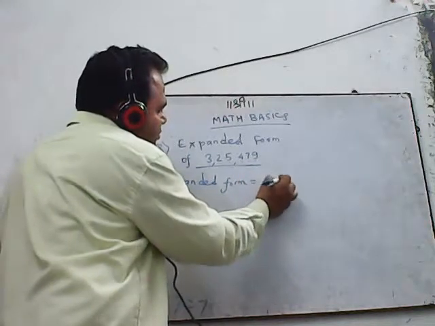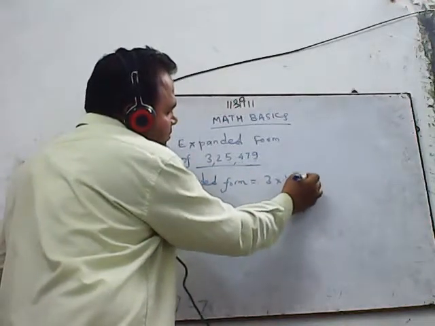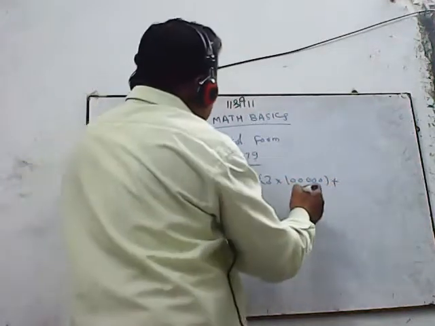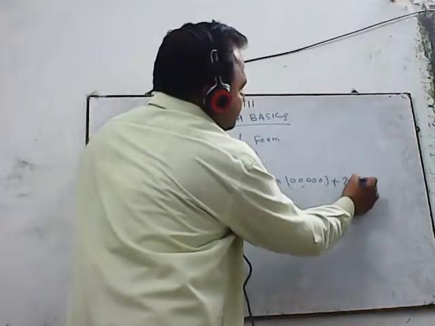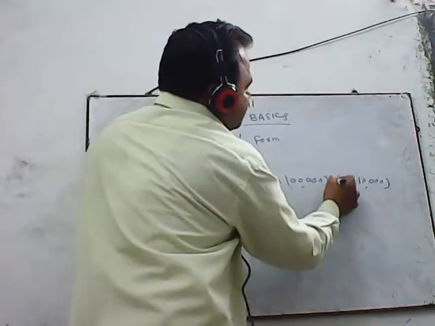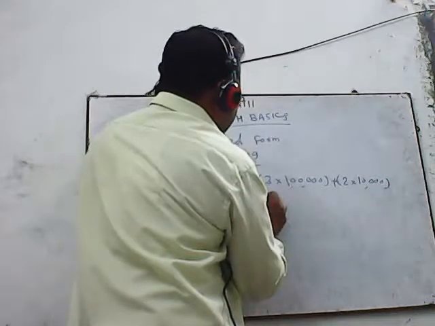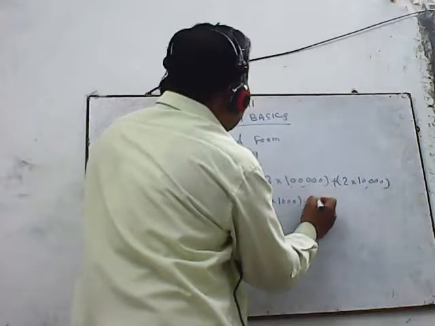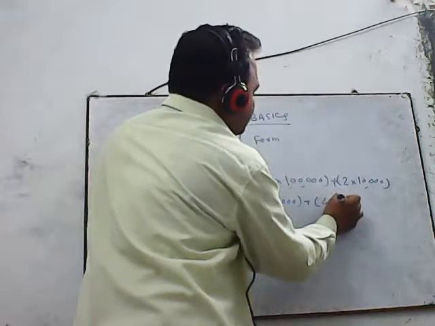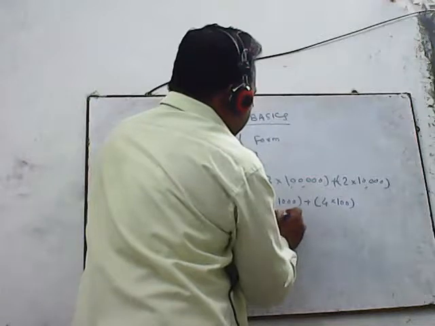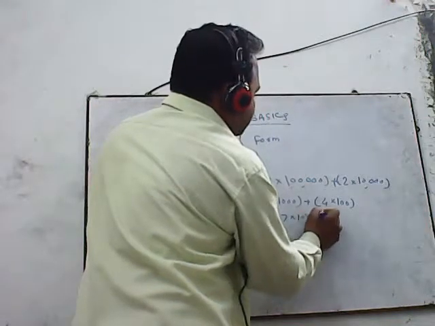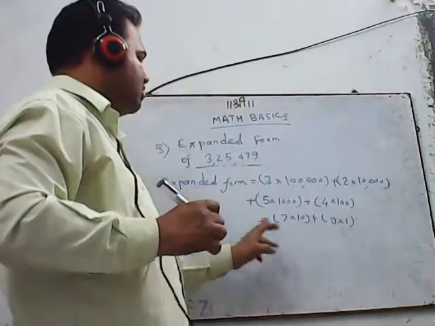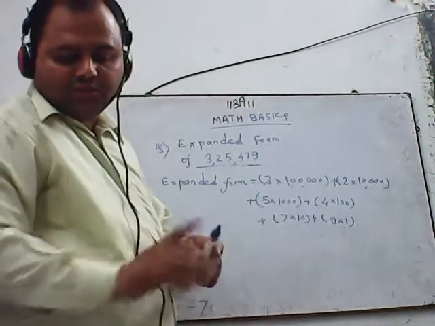Okay. So here the expanded form is equal to 3 into lakh plus about this 2 into 10,000 plus about this 5, which is at the 1000 place, that's why I wrote 5 into 1000. About this 4 into 100 plus this 7 into 10 plus this 9 into 1. This is known as the expanded form of this number. Okay.